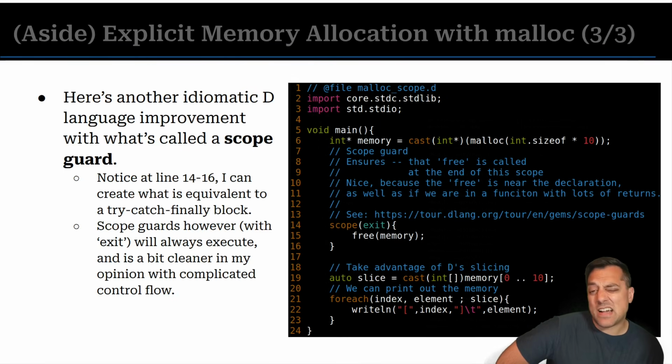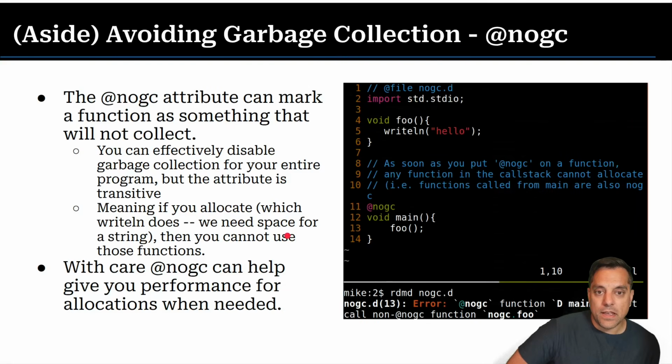So this is again the context of RAII, which we've discussed in class. Resource allocation is initialization, where you can do this. Now I could wrap this into a struct and do this as well. That would also be okay. But anyways, that's the idea here.